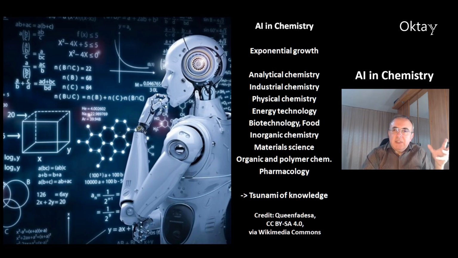These are the fields where you can use AI, and all these fields are growing exponentially. This is analytical chemistry, industrial chemistry, physical chemistry, energy technology, biotechnology, food, inorganic chemistry, material science, organic and polymer chemistry, and also pharmacology. And in the near future, there will be a tsunami of new knowledge coming.